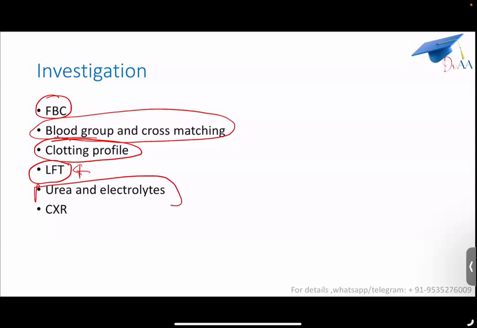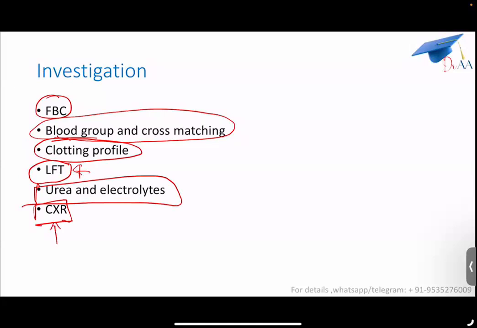Urea and electrolytes are also required, because of GI hemorrhage, there might be electrolyte imbalance which can occur. Chest X-ray, for example, they might have aspirated. The important thing, what we keep forgetting, is if we keep vomiting, the GCS will come down because of drastic reduction in the hemoglobin level. So hypoxic encephalopathy will occur.